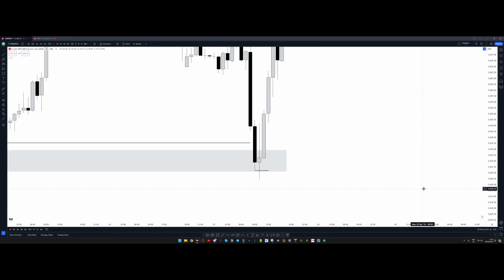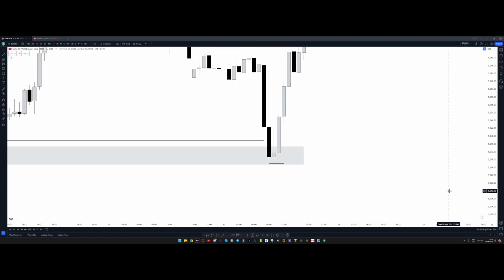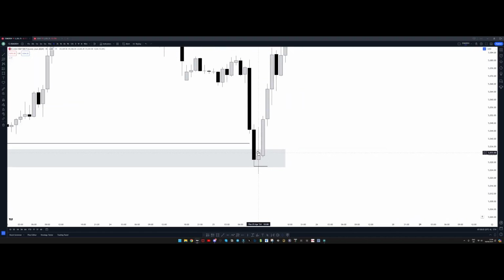Now when your manipulation and distribution phases don't line up, this is why. Because all you have to do is let price show you exactly when it's going to happen. 9 o'clock comes, we're just sweeping liquidity. I already know that the silver bullet's not going to be 10 o'clock today. It's going to be 11. I already know that the distribution phase is not going to be 10 o'clock. It's going to be 11. How do I know? Watch.